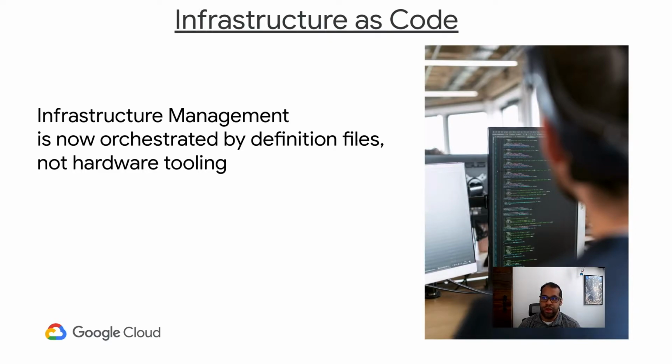So infrastructure management is now orchestrated by definition files, not hardware tooling. So this brings us to infrastructure as code. I'm sure you've all heard every tool that exists out there, whether it be Terraform, CloudFormation, Chef, Puppet, the list goes on and on. And it's great because when the cloud became a thing, it made it so much easier just to deploy my application while also standing up the environment with just code rather than physically putting servers somewhere, running some startup script. We all used to do that back in the day.